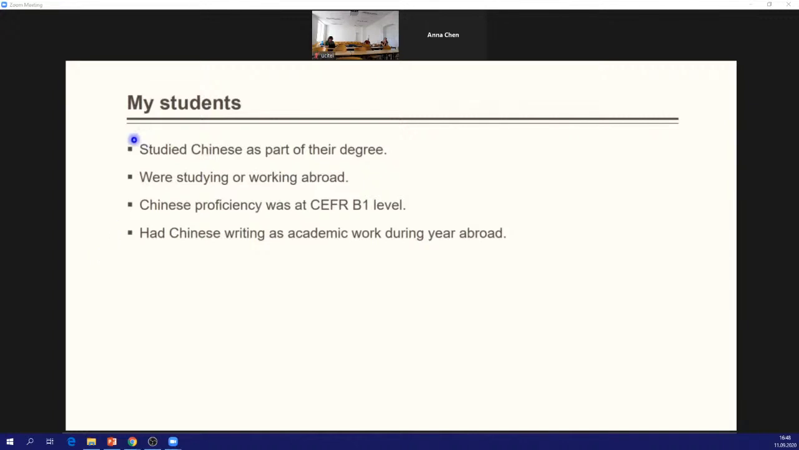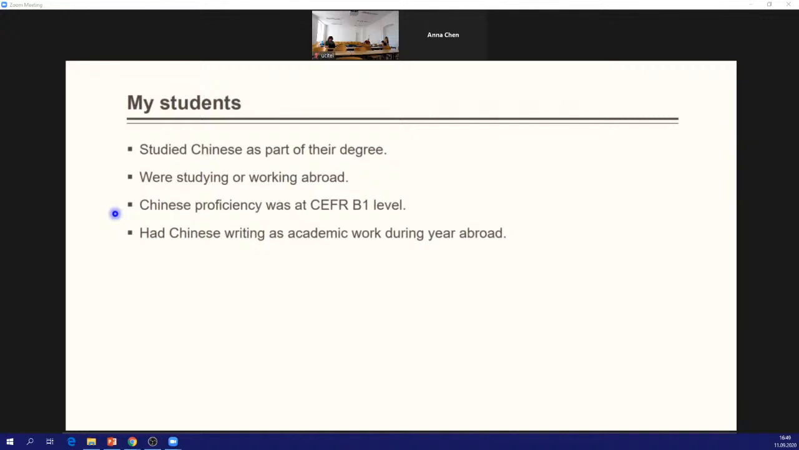So, who are my students? I have a small group of students who took Chinese as part of a degree. By the time they went abroad to study or work, the language proficiency was equivalent to CEFR B1 level, with one or two slightly lower or higher.